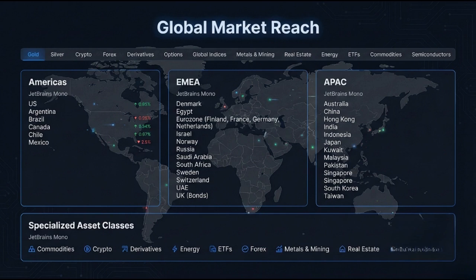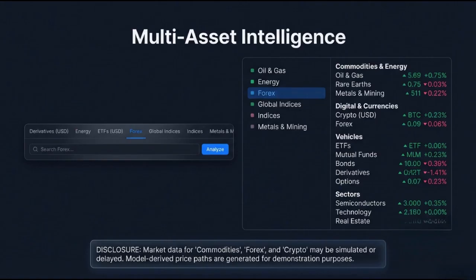StockVision AI Pro offers extensive global market reach, covering equities across the Americas, EMEA, and APAC regions for comprehensive analysis. Our platform delivers multi-asset intelligence, tracking diverse instruments from commodities and crypto to ETFs and Forex with real-time data precision.